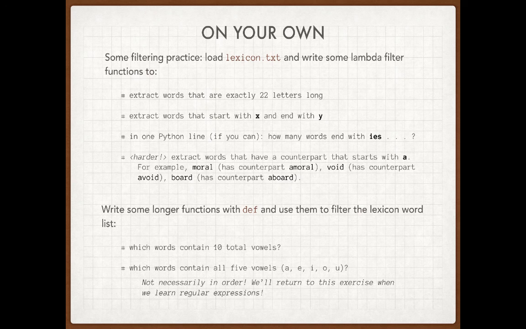And then here's one that we're going to return to a little bit later. See if you can write a def function that returns true or false whether a word does or does not contain all 5 vowels, A, E, I, O, U. Now, they don't necessarily need to be in that order. That's fine. Just does it contain an A, an E, an I, in any order whatsoever. And then see if you can filter out all of those words from lexicon.